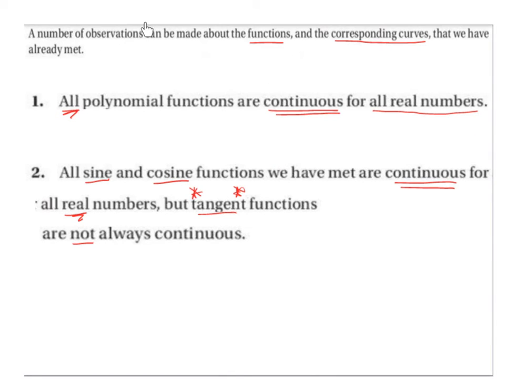A number of observations can be made about the functions and the corresponding curves that we have already met. All polynomial functions are continuous for all real numbers, and all sine and cosine functions we have met are continuous for all real numbers, but tangent functions are not always continuous.